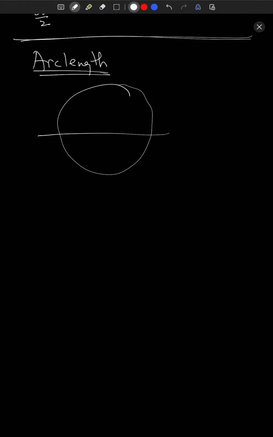So let's actually use this new measure to calculate some things. Immediately we're going to have some nice applications. So arc length. This is our first application. If I have a circle of radius, let's say r, it doesn't have to be radius 1, any circle of any size, and let's say I have an angle right there, of theta radians.